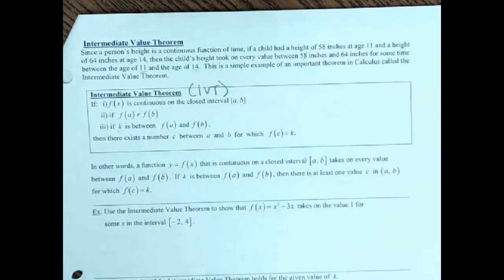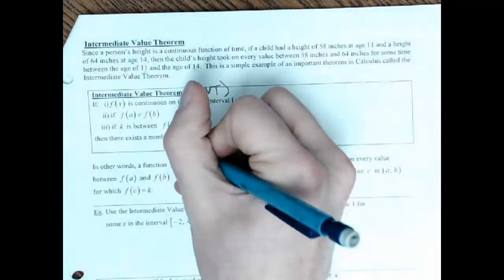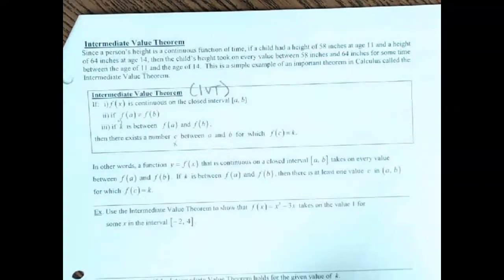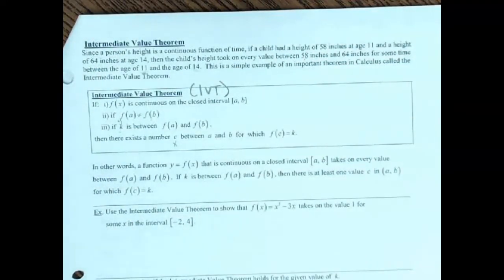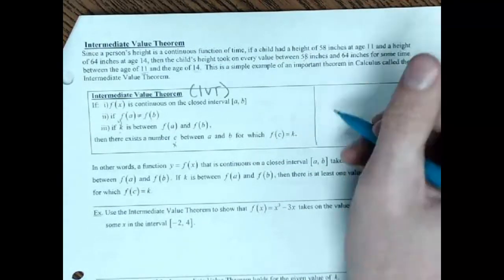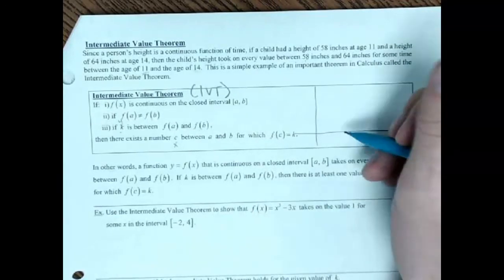And then it says, if all those three things are met, then there exists some number c, this is an x value, that k value was a y value, there exists some number c between a and b in my interval for which, or so that, f of c equals k. Alright, seems strange, let us draw a picture. I'm going to go ahead and just draw something that's pretty easy.